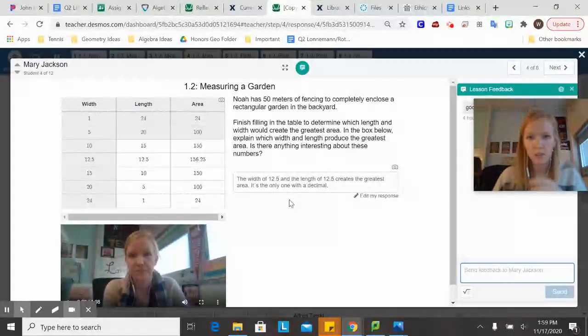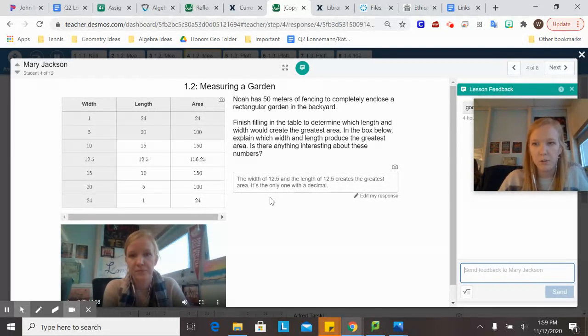Okay, so this one looks awesome. I think this was a little confusing in my video. The width plus the length needed to equal 25. If the length and the width equal 25, then I would double it to get the whole perimeter, which is 50. So that's why we're adding to 25.